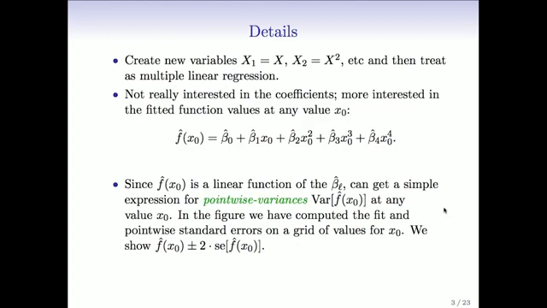And since the fitted function is actually a linear function of the coefficients, the beta L hats, we can get a simple expression for the pointwise variances. So you say, what is the variance of the fitted function at x0? Well, that fitted function at x0 is just a linear combination of the parameters. And so by using the covariance matrix of the fitted parameters, you can get a simple expression for the variance of this fitted value. We describe this in somewhat more detail in the book.